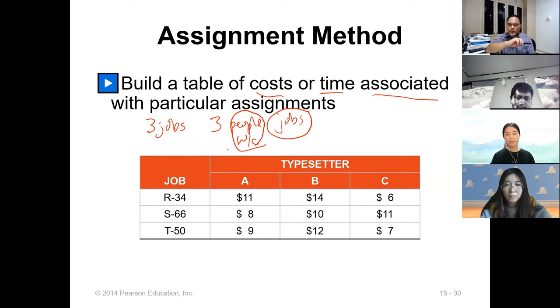So A, B, C, and I have these costs here: 11, 8, 9, 14, 10, 12, 6, 11, 7. So for this job to be done by this one, this is the cost associated. So I have this table, and you need to follow the rules that are set up. The assignment method involves adding and subtracting appropriate numbers in the table. Adding and subtracting.